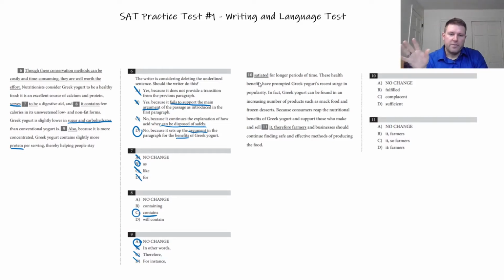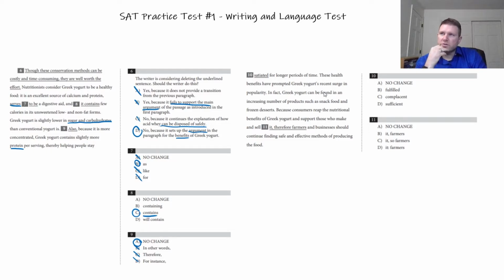Keep it around for now, because that could be the answer. Like, you don't know if it's satiated or not, okay? So I'm just going to assume you don't know what it means, and we'll sort of leave it around. So also, because it is more concentrated, Greek yogurt contains slightly more protein per serving, thereby helping people stay satiated for longer periods of time.